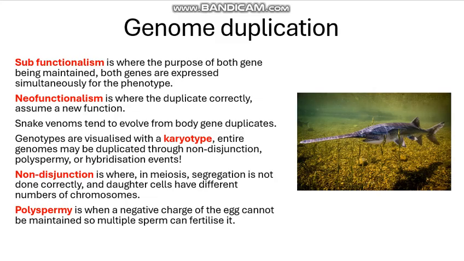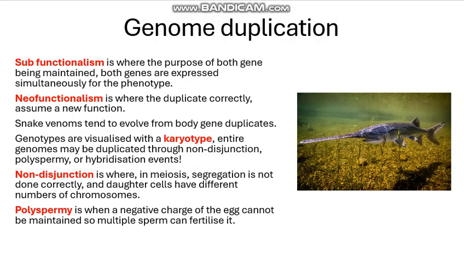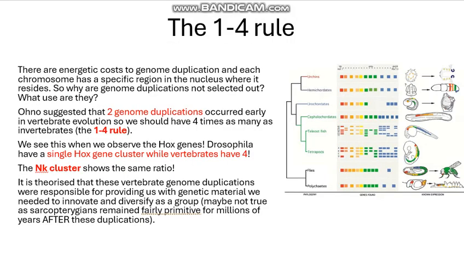Polyspermy is when the negative charge of the egg, or the secondary oocyte in the female, can't be maintained, so multiple sperm are able to fertilize the egg at once, resulting in the embryo becoming either triploid or tetraploid or whatever is possible. Most of the time, they're not really viable though.